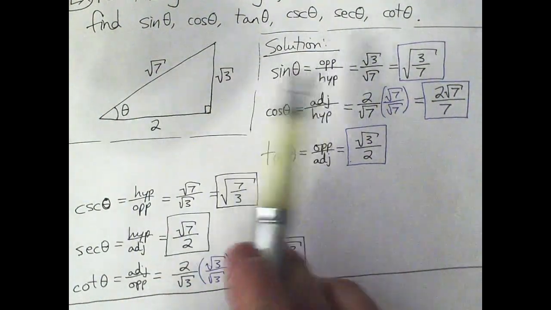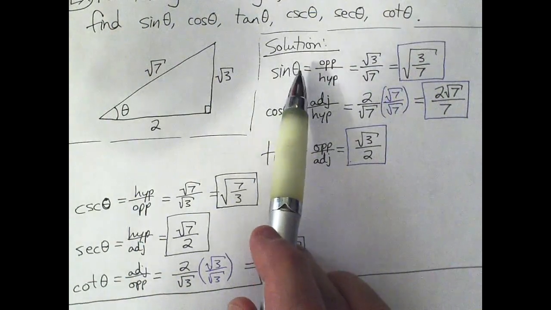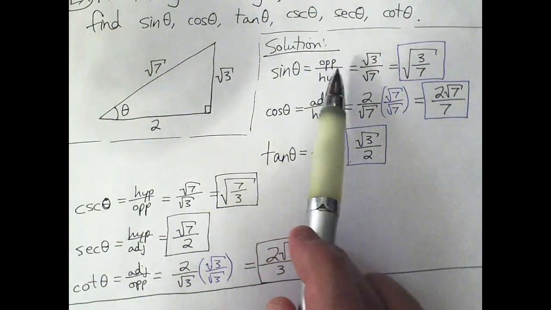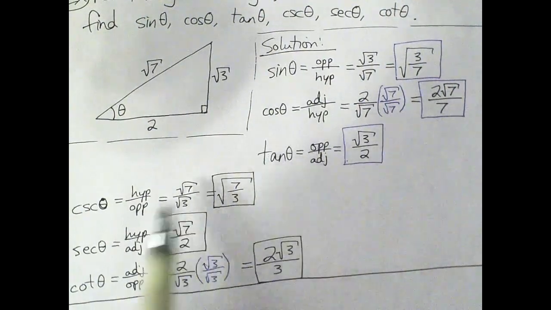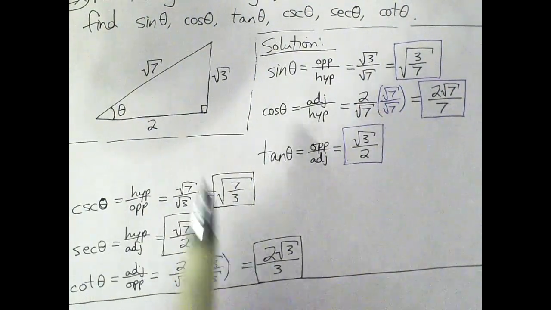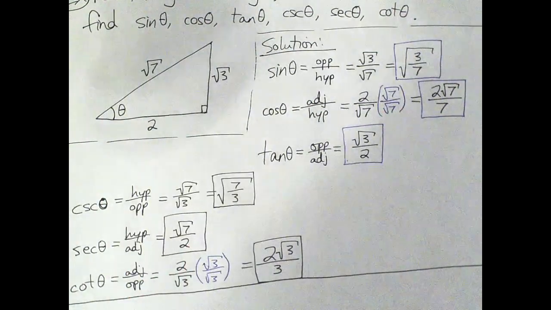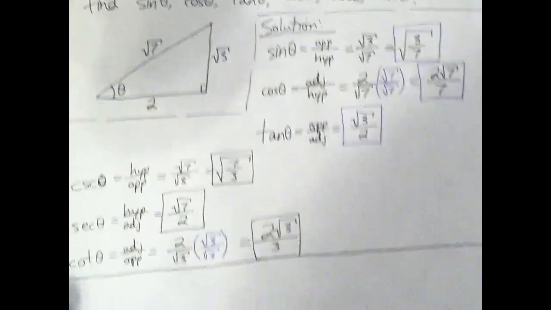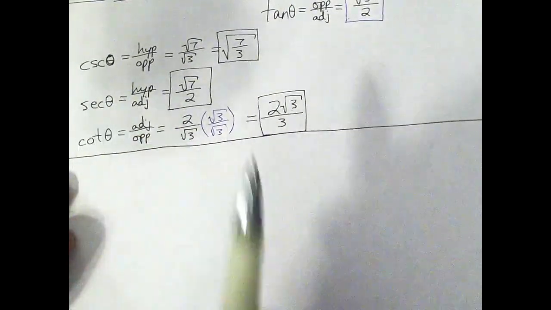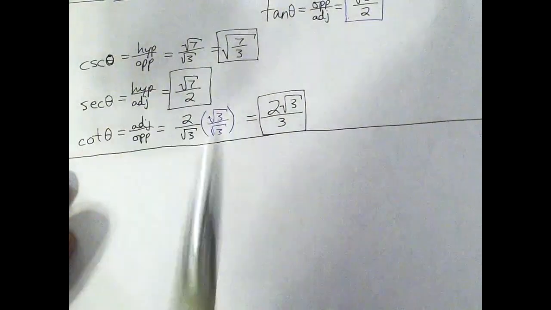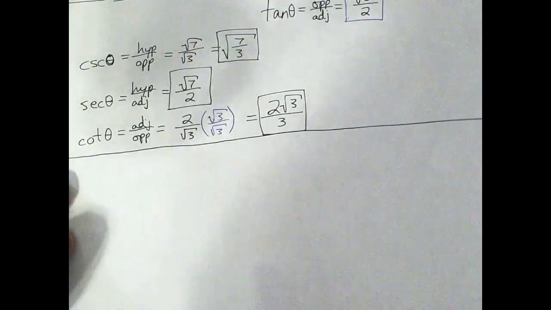And the point of this, one of the points of this problem is you don't even need to know. You don't need to know what theta is in order to find sine of theta, cosine of theta, and all the others. You can find them just based on the side lengths from the triangle. Pretty cool. Maybe later in another section, we might have a follow-up question that says find theta, but we're not there yet.